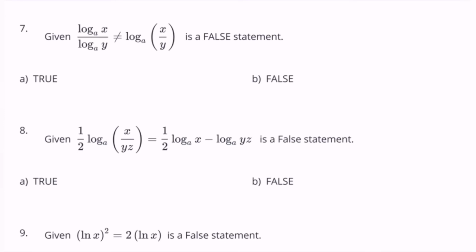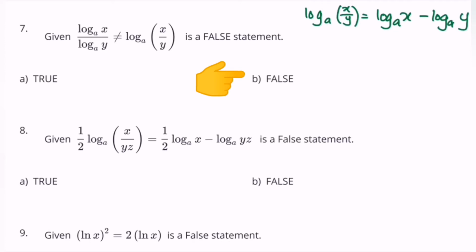Focus on the right hand side. So log base a for the value, we have x over y. Referring to the logarithmic subtraction identity, we have log base a x minus log base a y. So kindly compare the right hand side to the left hand side, which is not equal. So in here, it is a true statement that both sides are not equal. But referring to question number 7, the given statement is a false statement. So the answer for question number 7 would be the false statement.